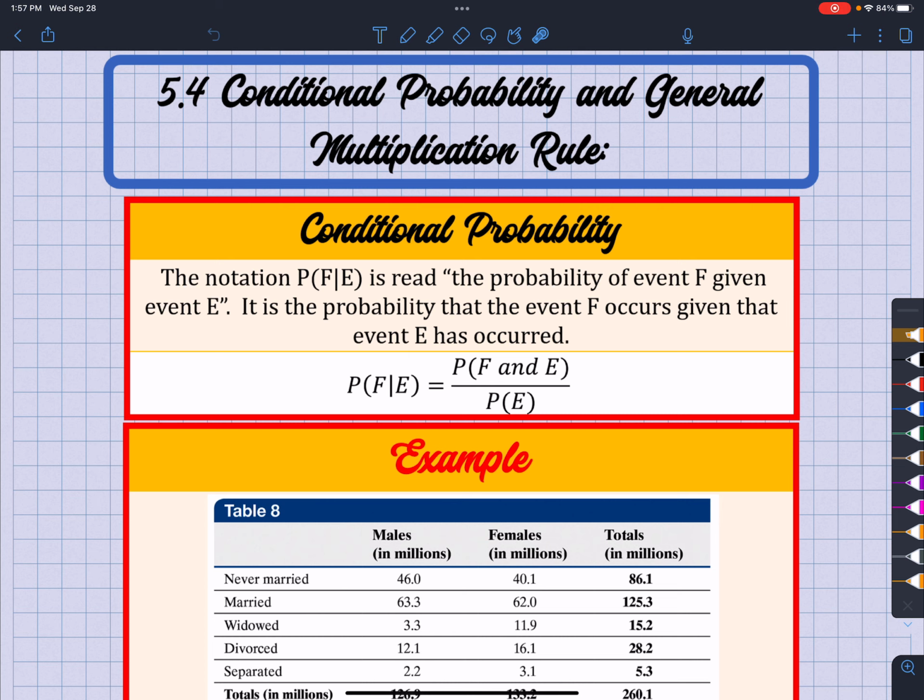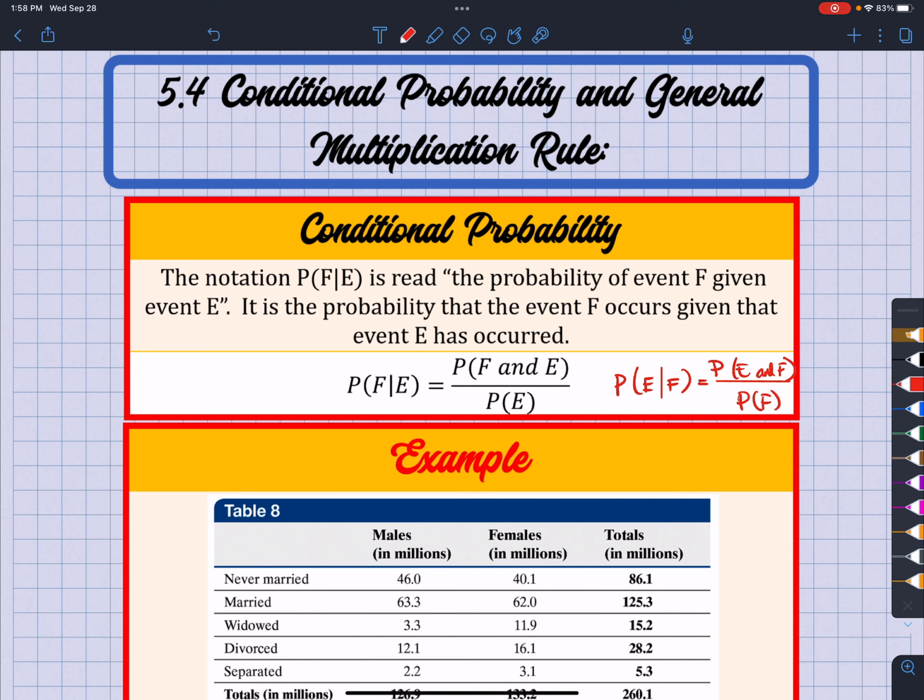Be careful, because in case you write it the other way, E given F, it's not bad for you to write it as P of E and F divided by P of F, okay? Just so that you guys can remember that these two are the same.